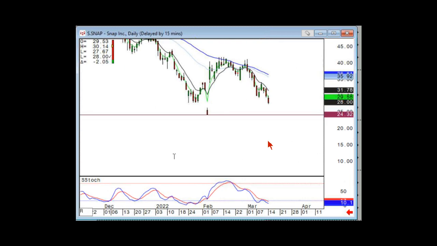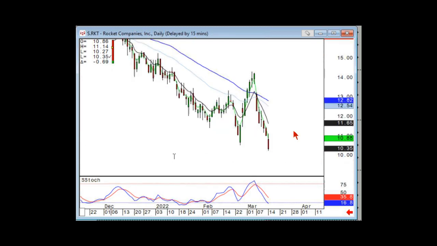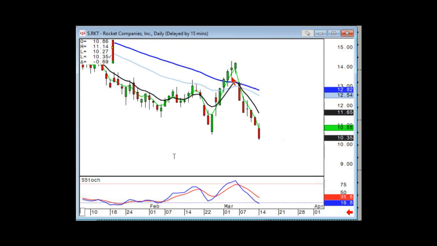That's on Snap. Rocket. Sell off. There's a bearish kicker signal right back through the 50. Nothing yet to show you there's any buyers stepping into this one.